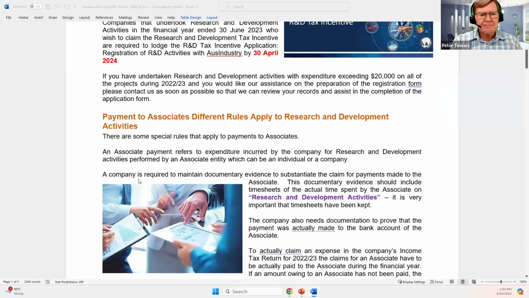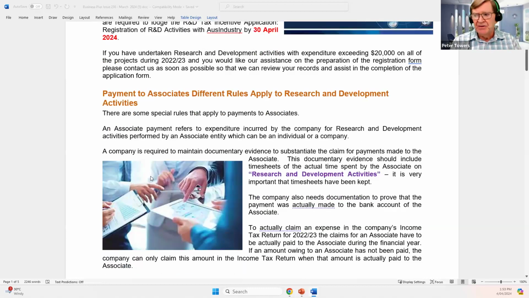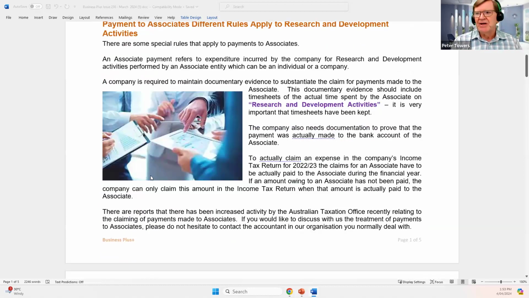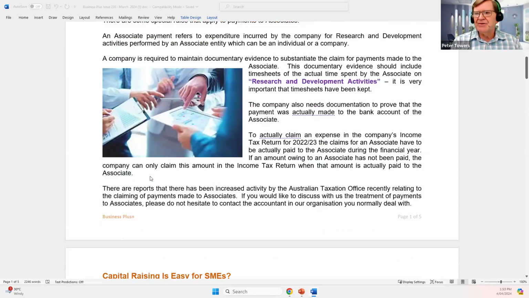Payments to associates. There are different rules that apply in research and development, so we've given you a warning about that relating to payments to associates. Even though the company may well be utilising accrual accounting, it doesn't work when it comes to payments to associates for research and development. You can only claim what has been the actual cash payment, and your client needs to be able to document that. So we have a warning there, because there's some comments getting made that the tax office are particularly concerned about checking those payments this year.